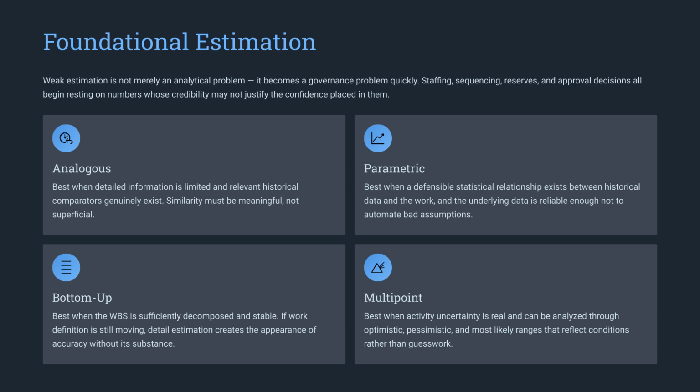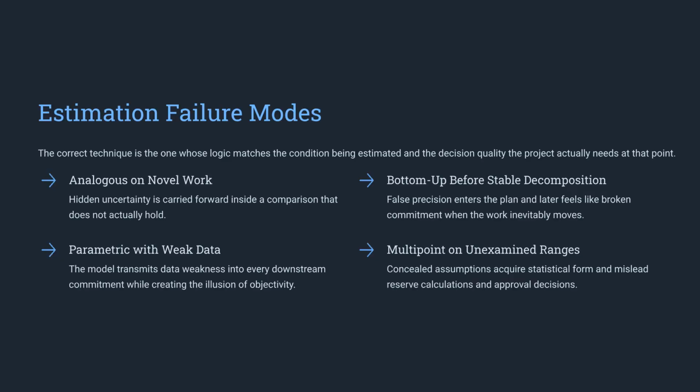Estimation is also a governance issue because staffing, sequencing, reserves, and approvals depend on credible numbers. Choose analogous, parametric, bottom-up, or multi-point estimation according to the information and uncertainty actually available. Every estimation method can fail under the wrong conditions. Avoid weak comparisons, premature bottom-up detail, parametric models built on unreliable data, and multi-point ranges that give unsupported assumptions a statistical appearance.